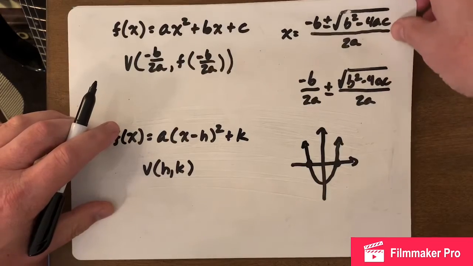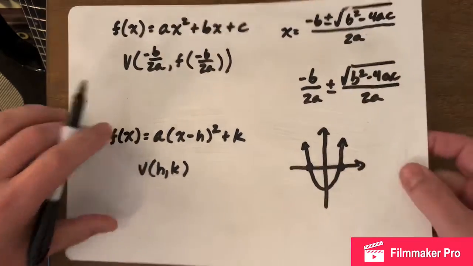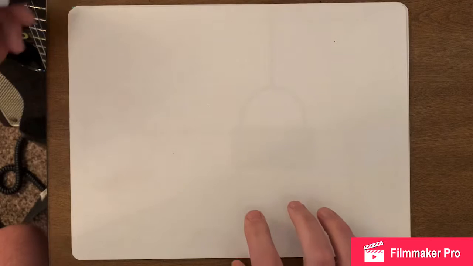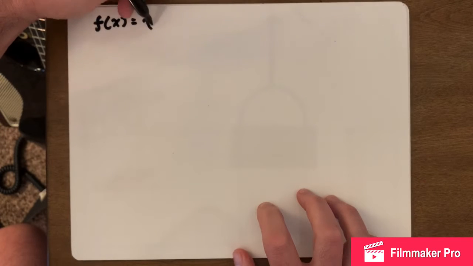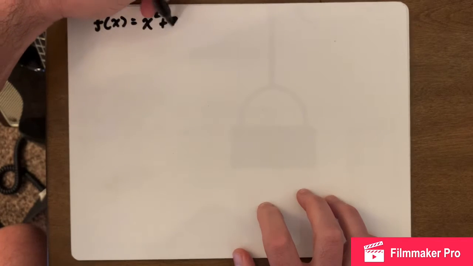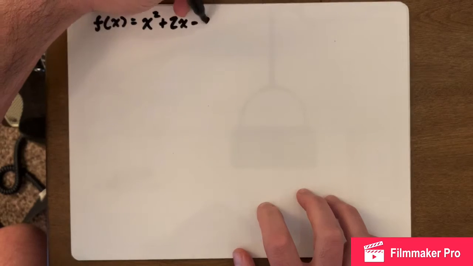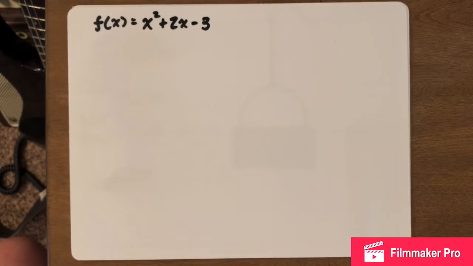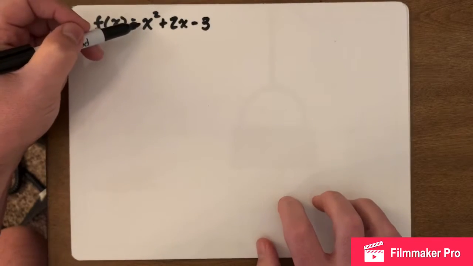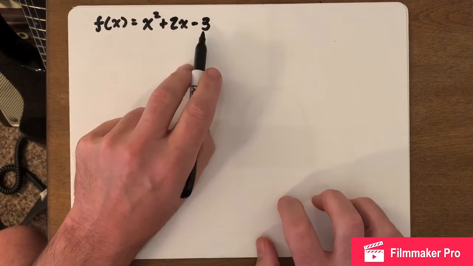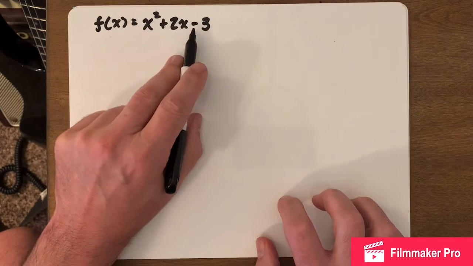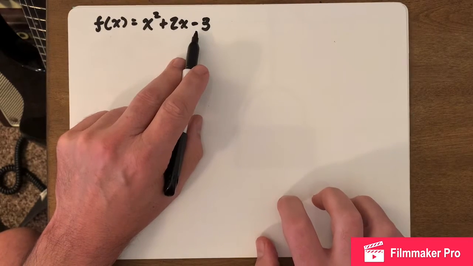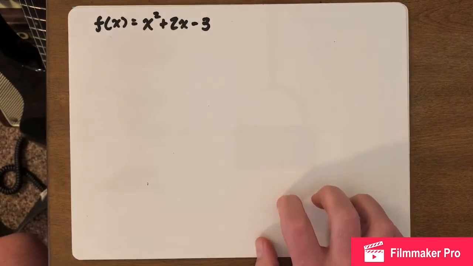So let's go ahead and see how one of these works. The first example I've got for you is f of x is equal to x squared plus 2x minus 3. So there's my quadratic in standard form. My a is 1, my b is 2, my c is negative 3. A, B, C. Make sure you look at the signs, because if you miss one, then you're going to get the whole thing wrong.